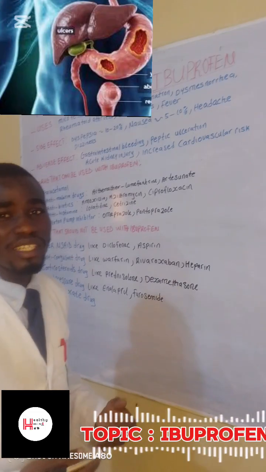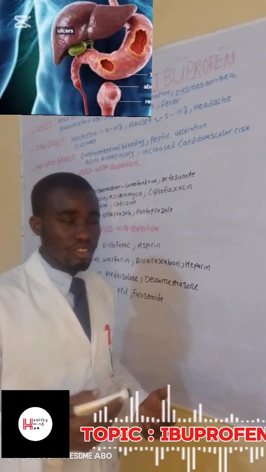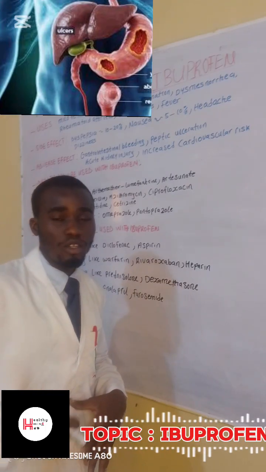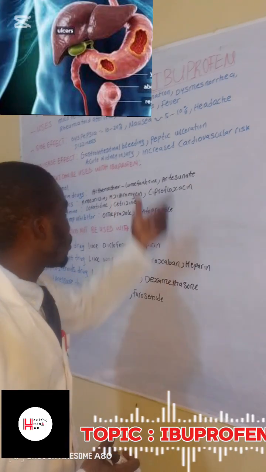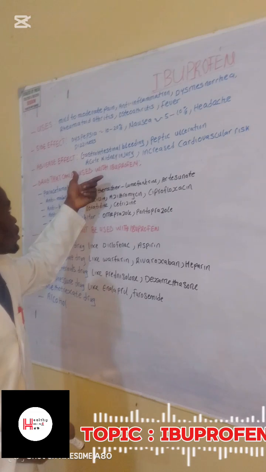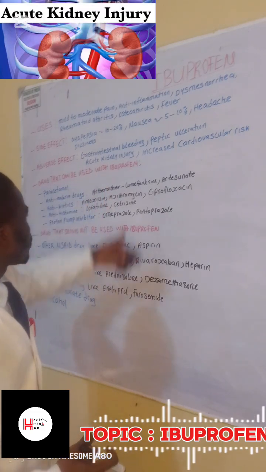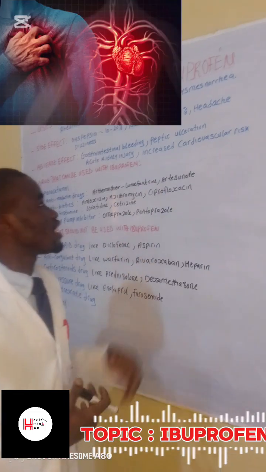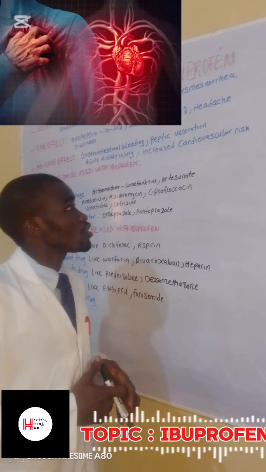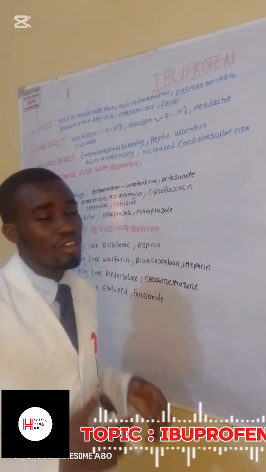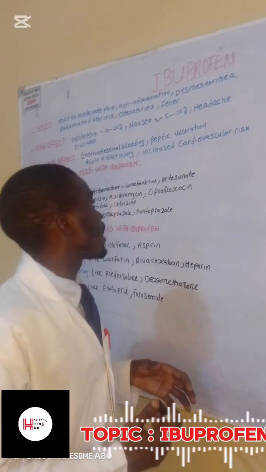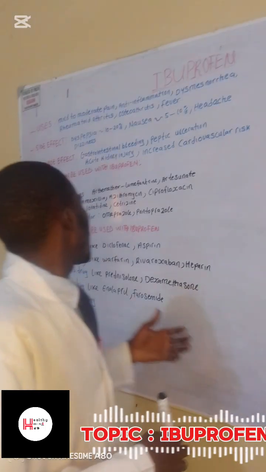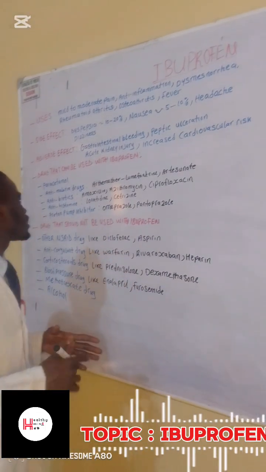It can also lead to ulcer, because once it causes ulcer, it's going to degenerate the stomach lining of your stomach. And one of the adverse effects is also acute kidney injury. And we also have increase in cardiovascular risk. A lot of researchers have done research showing that ibuprofen has caused a lot of cardiovascular risk.